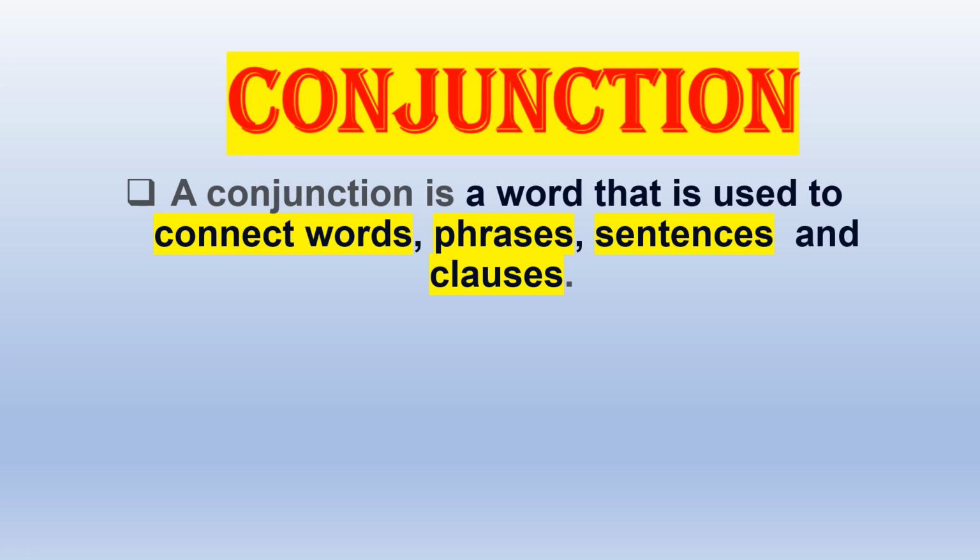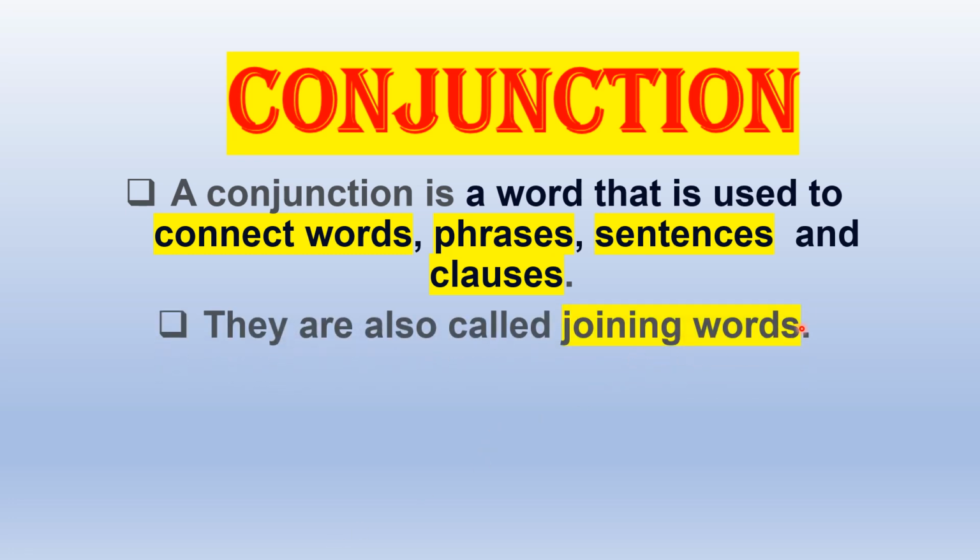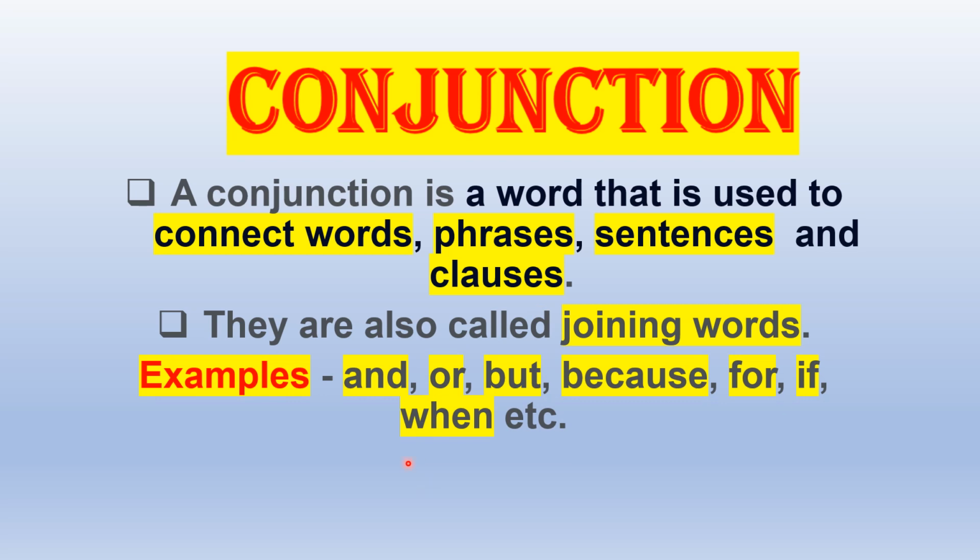As you can see in the definition here, a conjunction is a word that is used to connect words, phrases, sentences, and clauses. So, conjunctions are also known as joining words. Why joining words? Because they are helpful in joining two or more words, phrases, sentences, and clauses. Now, let's talk about some examples. It can be and, or, but, because, for, if, when, etc. These are just a few examples which are used to join words, phrases, sentences, and clauses.